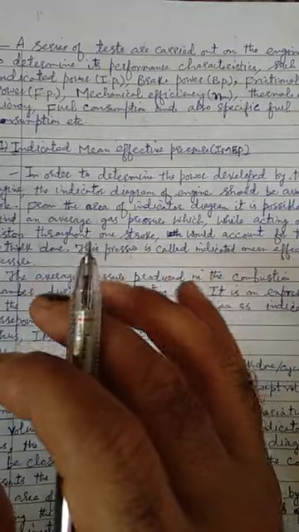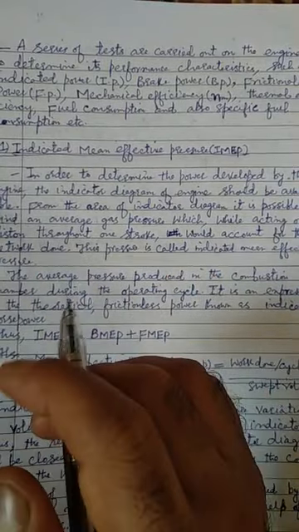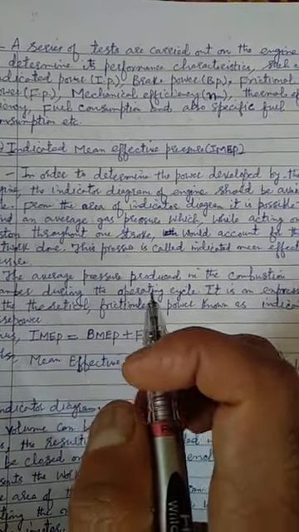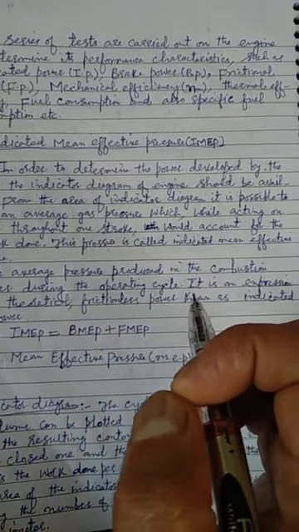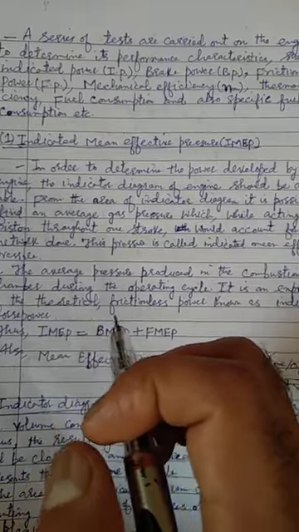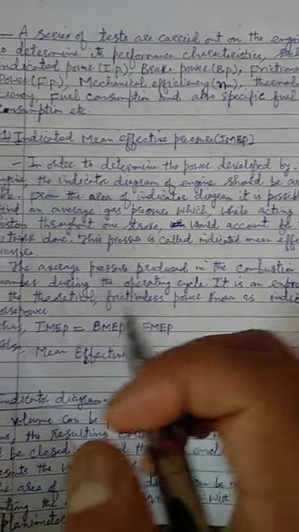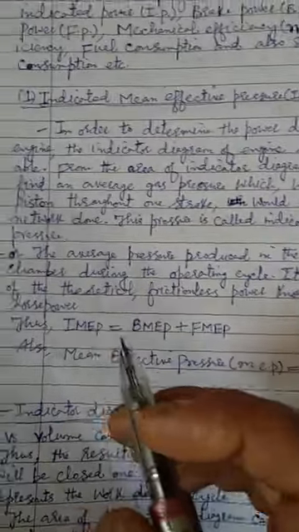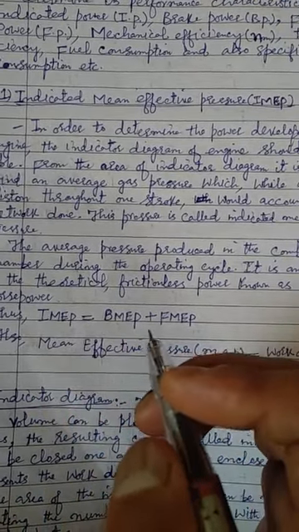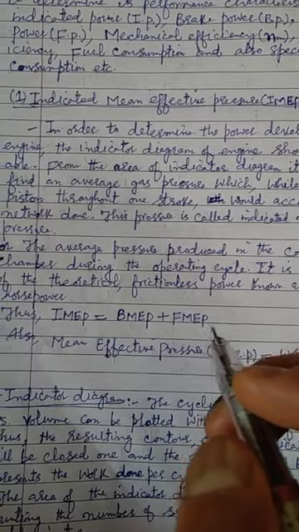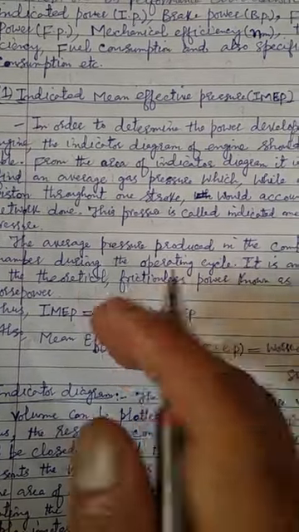Now, coming to a brief definition: what is indicated mean effective pressure? It is the average pressure produced in the combustion chamber during the operating cycle. It is the expression of the theoretical frictional power known as indicated horsepower. So from here you can see that indicated mean effective pressure is the brake mean effective pressure plus the frictional mean effective pressure. This is indicated mean effective pressure.